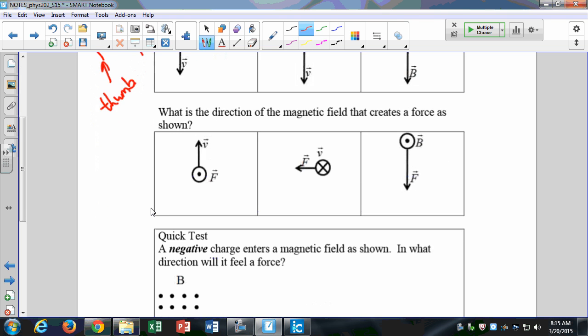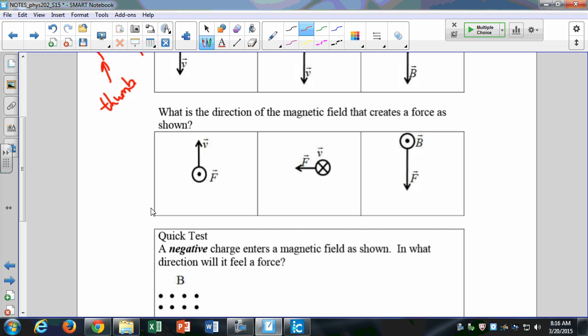You can work backwards as well. Like, say you know your force and your velocity, you can determine your magnetic field. And we'll see this also with the mass spectrometer. This is the principle behind the mass spectrometer, how it works. You have a mass spectrometer in the department? I don't think you do.